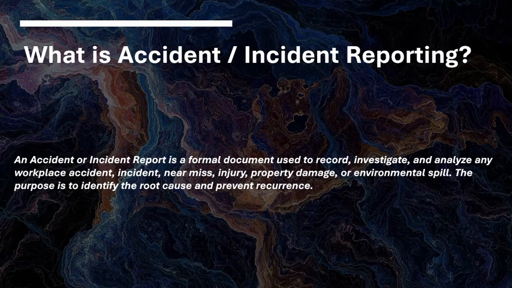Let's discuss what the accident and incident reporting system is and how it works. Accident and incident reporting is a formal document used to record, investigate, and analyze any workplace accident, incident, near miss, injury, property damage, or environmental spill. The purpose is to identify the root cause and preventive measures.